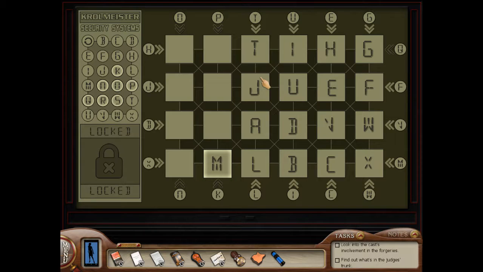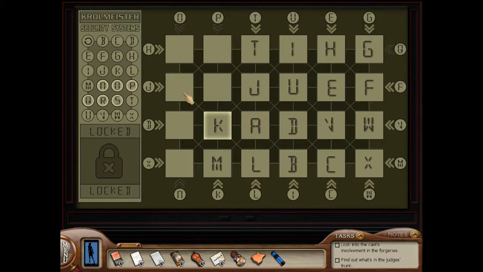H, I, J, K. So K. Oh, K has to be able to touch the L. J, K, L, right? So K has to go here. J, K, L, M. It's going to have to be N, O, P?